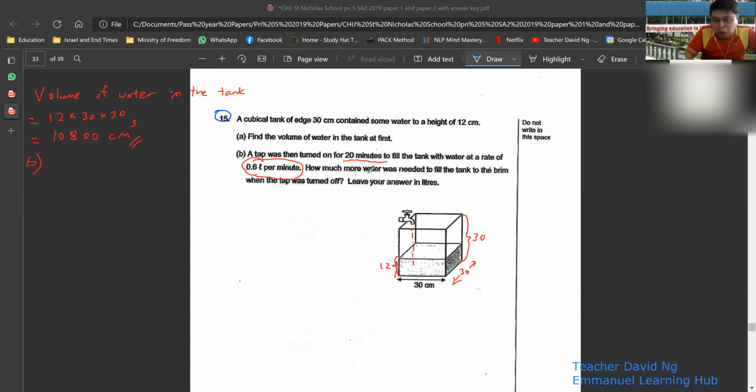Because the question asks you how much water is needed to fill the tank to the brim? So how much water is needed refers to the amount of water. The amount of water means volume, got to do with volume. Does that make sense? Yes. So in order for you to know how much water is needed, you need to know how much water is poured into the tank in the first place. So from the information given, are you able to find out the amount of water that flows into the tank in the 20 minutes? Yes or no?